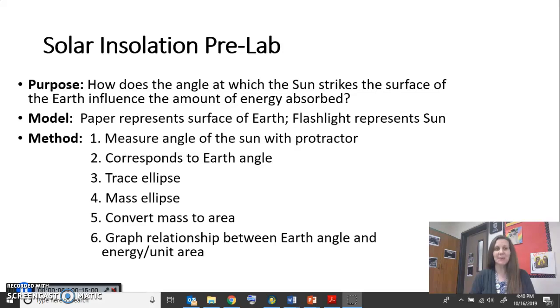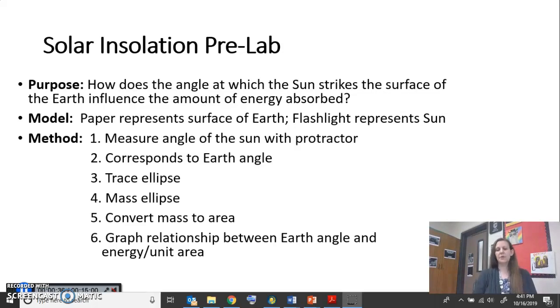Your purpose for this lab is there on your screen. We are going to be looking at how the angle of the sun influences the amount of energy absorbed by the surface of the earth. We are going to be using a couple of models to represent this technique. You are going to be using pieces of paper at your lab table and a flashlight. The flashlight represents the sun and the paper represents the surface of the earth.